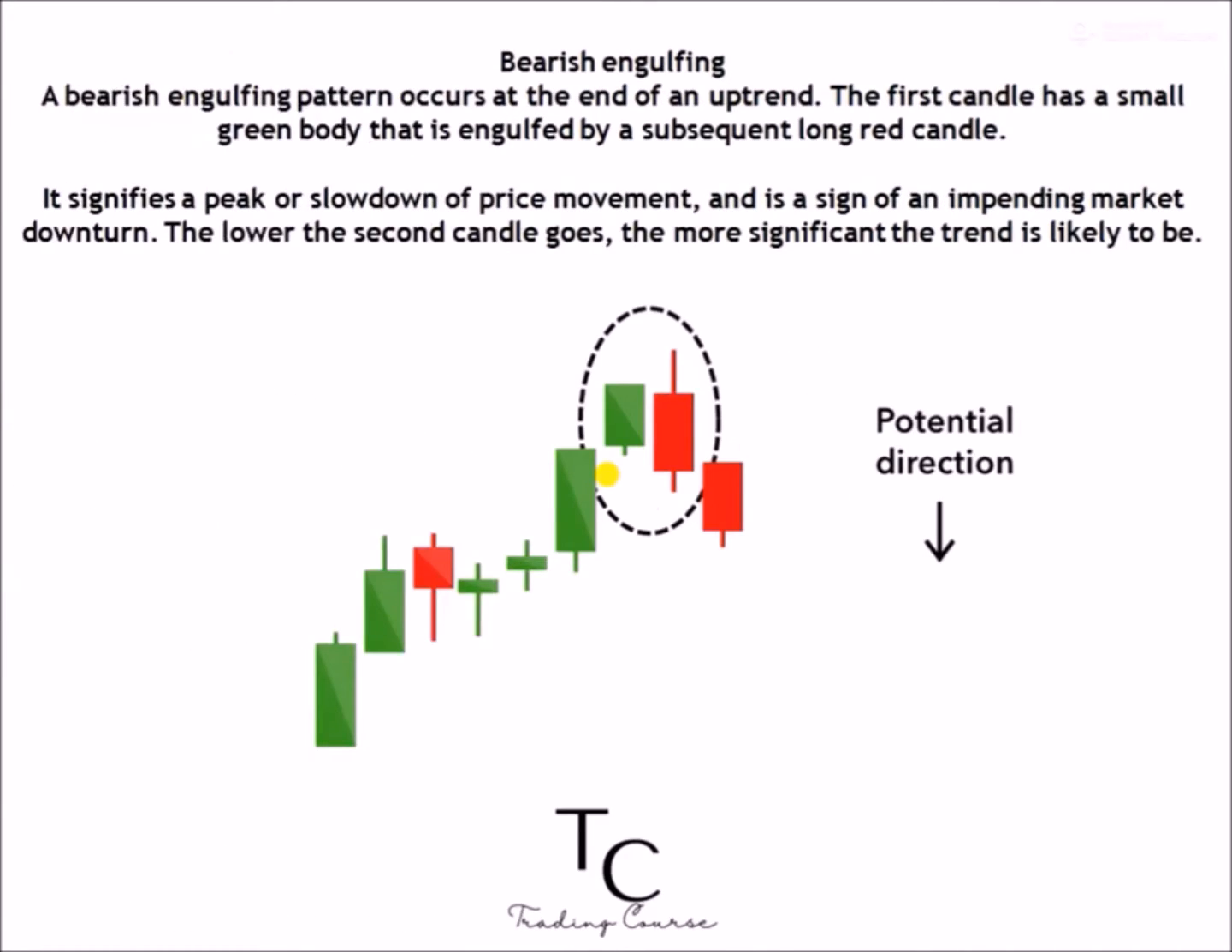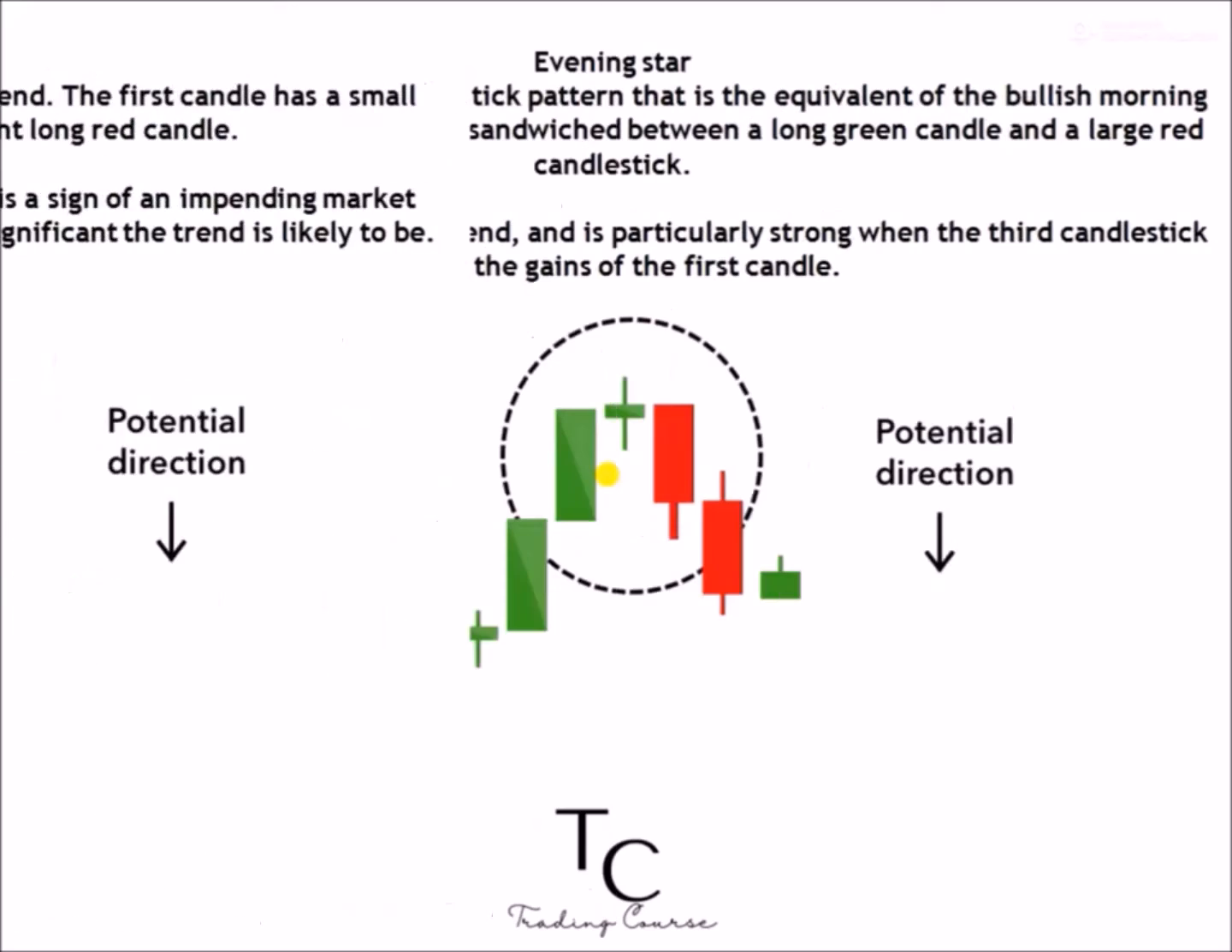Bearish engulfing. A bearish engulfing pattern occurs at the end of an uptrend. The first candle has a small green body that is engulfed by a subsequent long red candle. It signifies a peak or slowdown of price movement and is a sign of an impending market downturn. The lower the second candle goes, the more significant the trend is likely to be.